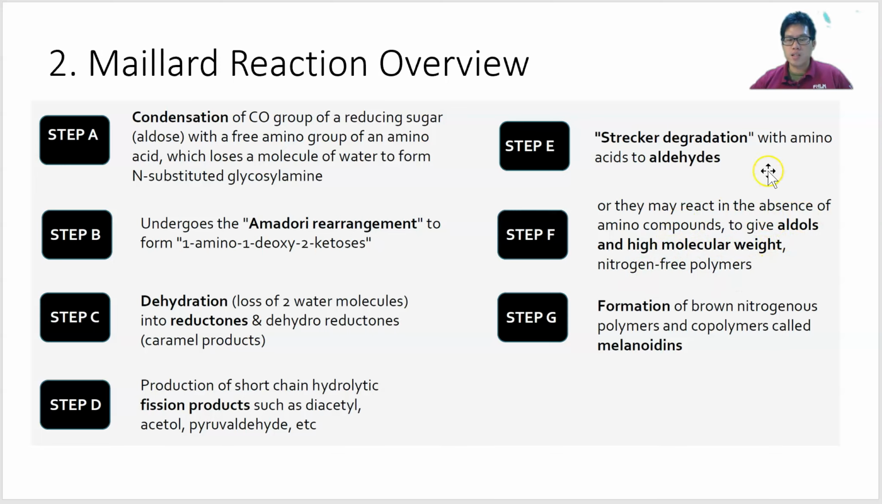Yeah, this is almost too late already. Because what happens is that when you form all these high molecular weights, then it's time for them to form what we call the brown nitrogen polymers. It's called melanoidin. That is the brown pigment.